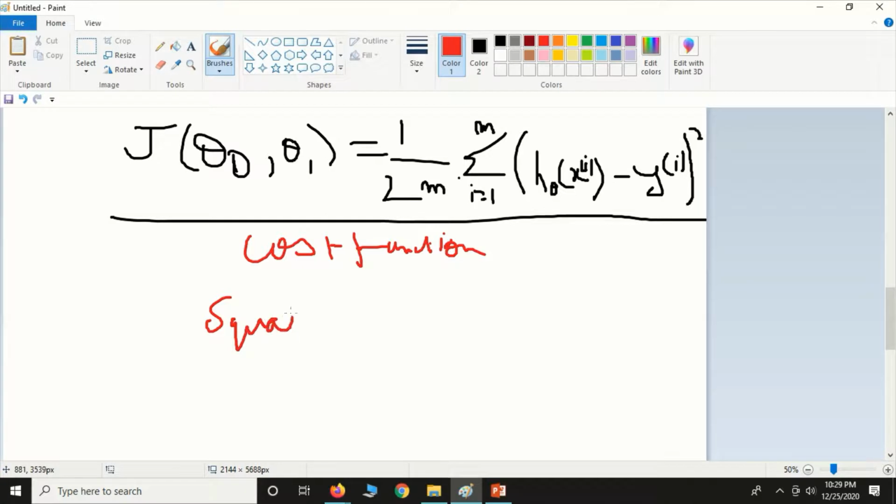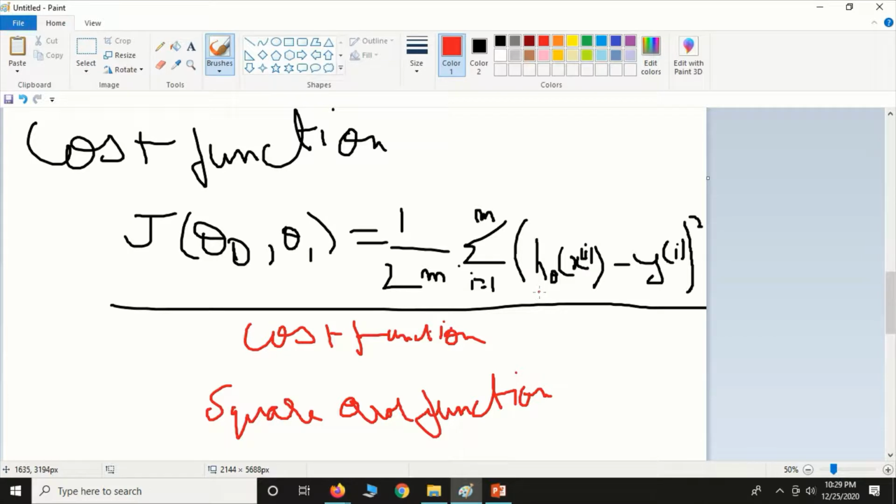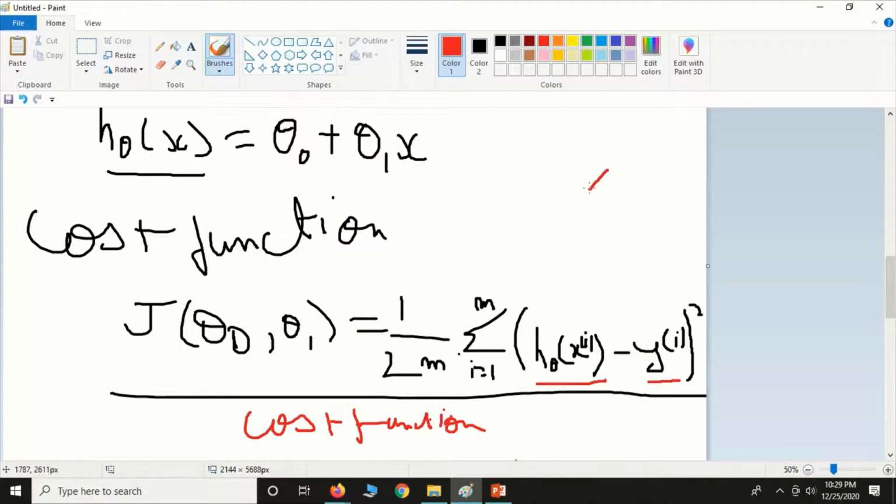It is also stated as the squared error function. h theta of x to the power i minus y to the power i: y is the existing value, h theta x is the predicted value. We will find the difference between them.